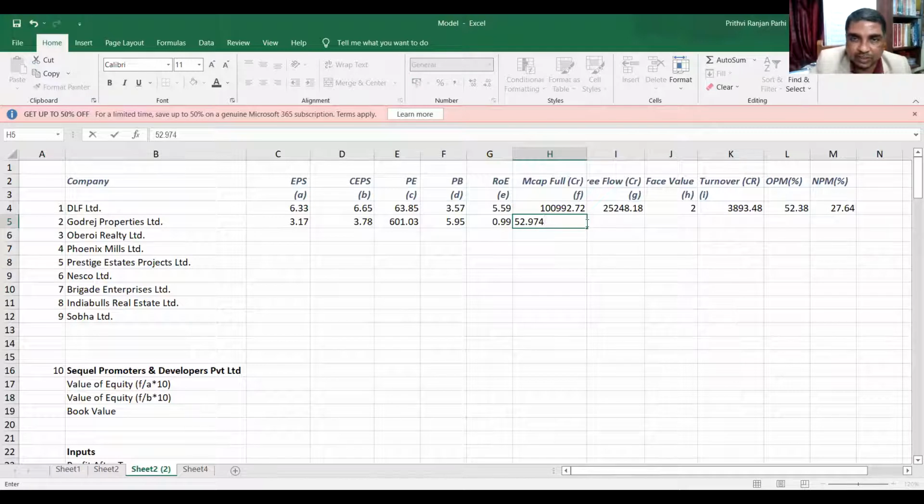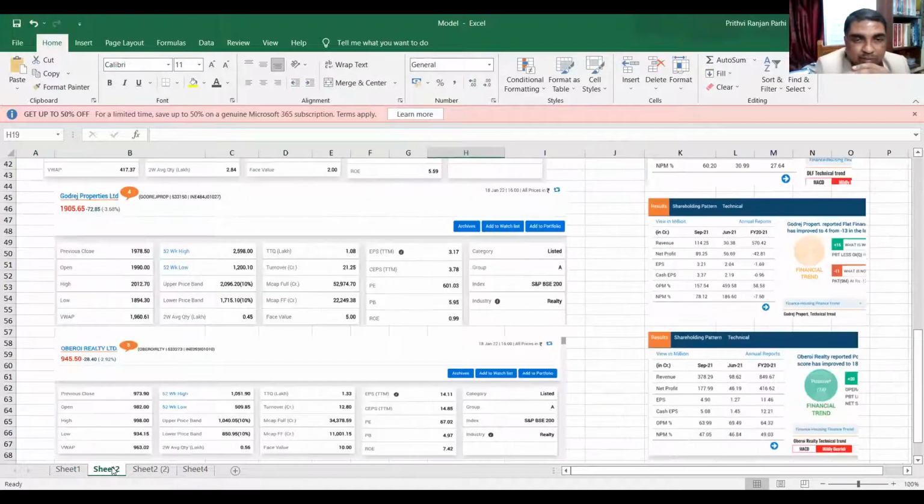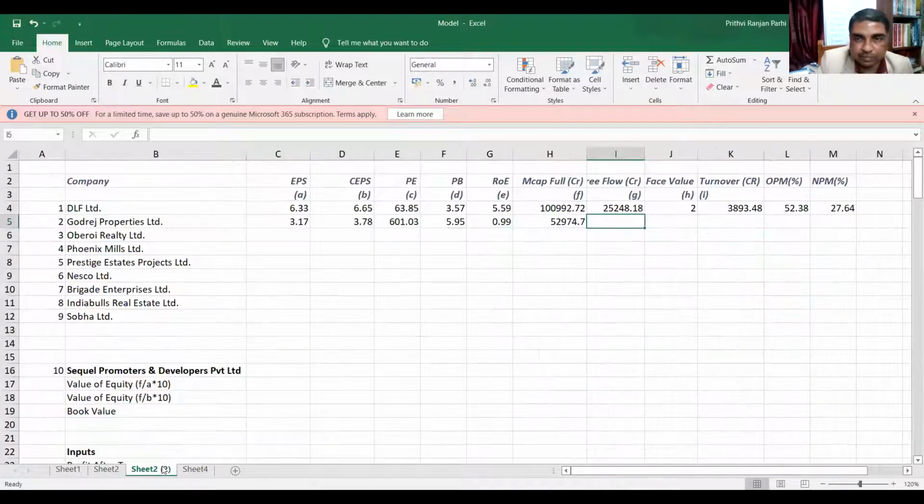52,974. This is in crores, right? No, 52,974.70. Yes, it is in crores. Now, free float market capitalization, also have a look. 22,249.38. Okay.